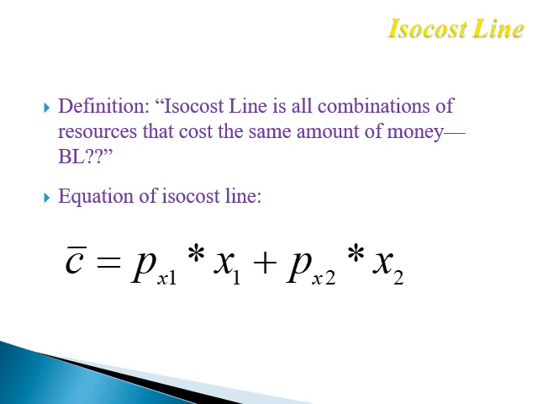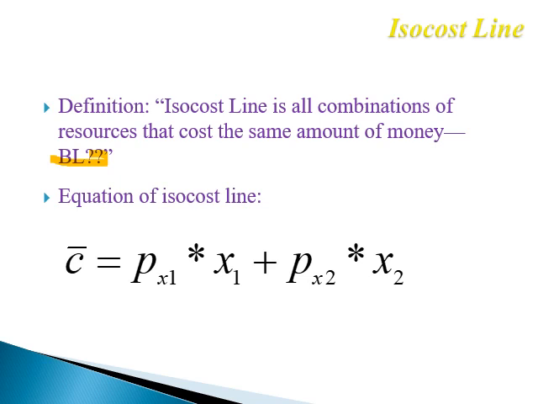Again, iso means equal. Isocost means that the cost is the same. And it is definitely measured in dollars or in monetary units. Isocost line is all combinations of inputs x1 and x2 that cost the producer the same amount of money. And here it says, doesn't that remind you of the budget line?